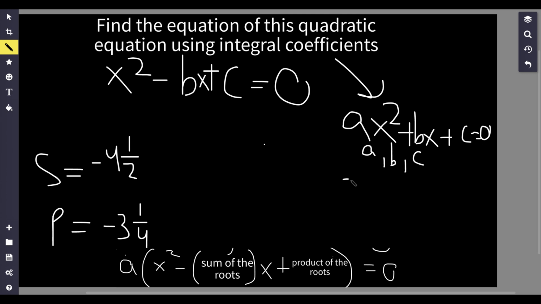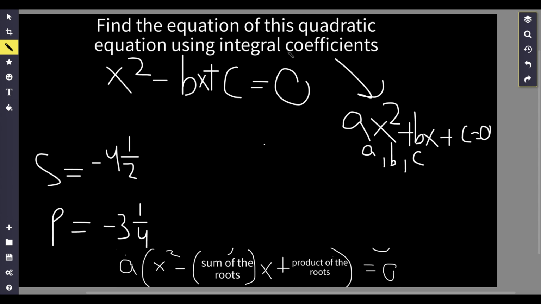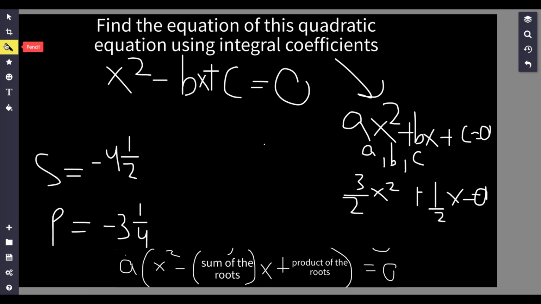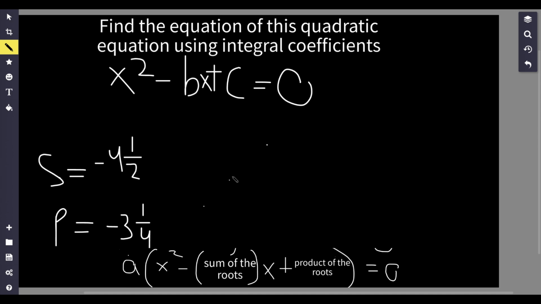So an example of this would be something like 3x squared plus 5x plus 6 is equal to 0. You'll notice how 3, 5, and 6 are all integers. An example of a quadratic equation that does not use integral coefficients is, let's say, 3/2 x squared plus 1/2 x equals 0. Right? 3/2 and 1/2 are not integers.